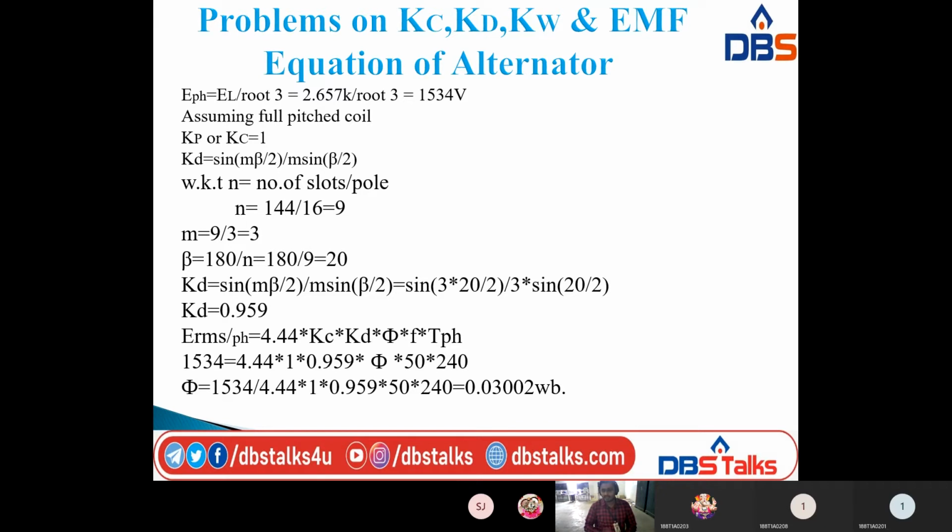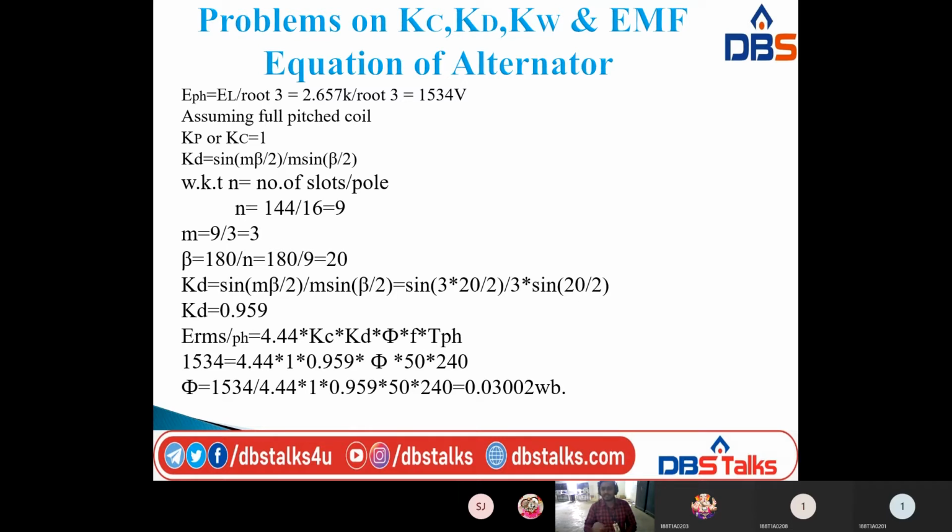And now we have to calculate the distribution factor. What is the distribution factor formula? Sin m beta by 2 divided by m sin beta by 2. So based on the formula, we have to calculate first the n value and the m value, then the beta value, and then substitute these m and beta values in the sin m beta by 2 by m sin beta by 2 formula.